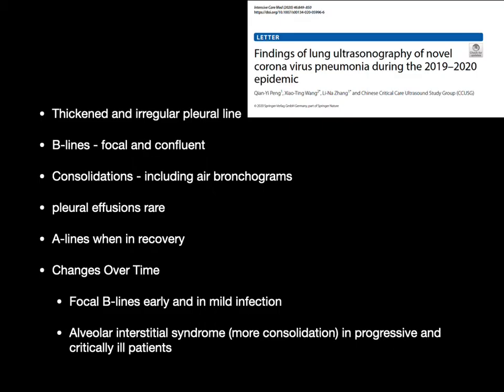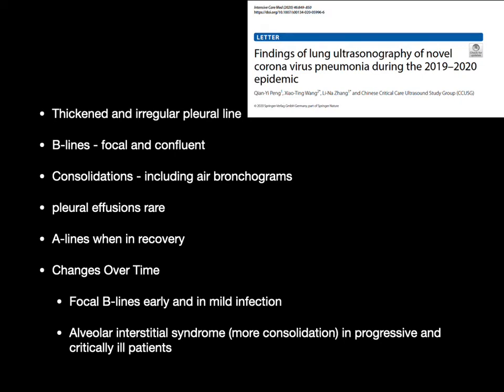This one is from China, and quite early as well, 2019, 2020, and they are describing their most frequent findings. They find that there's a thickened and irregular pleural line, lots of B lines as focal or confluent B lines. You can see consolidations with air bronchograms. It is reported, almost all papers agree, that pleural effusions are quite rare in these patients. If it's only a COVID pneumonitis, they very rarely have pleural effusions.